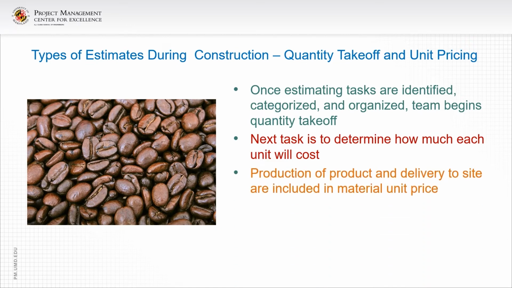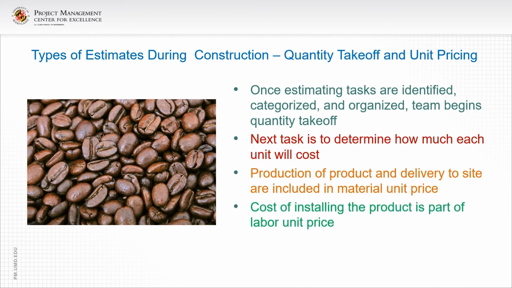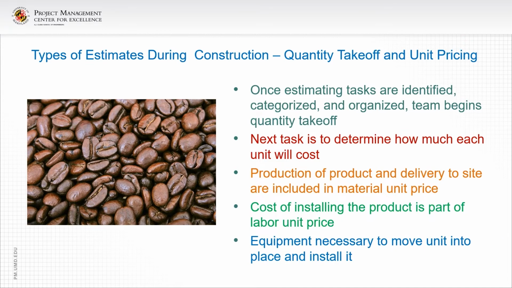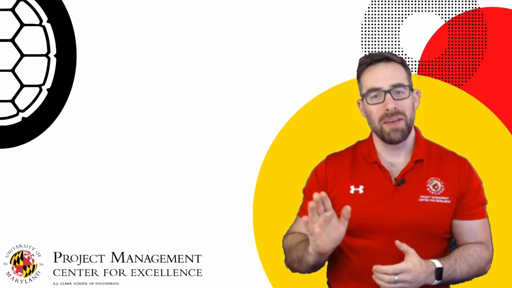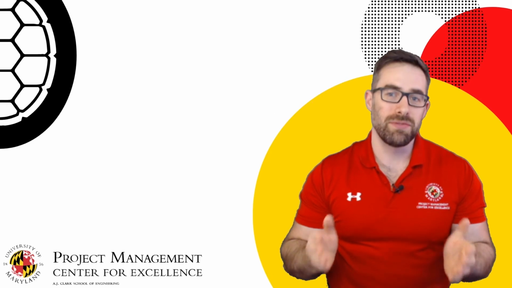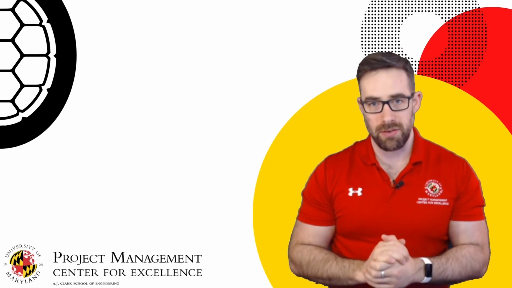Production of the product and delivery to the site are included in the material unit price. The cost of installing the product is part of the labor unit price. And finally, the equipment necessary to move the unit into place and install it is included in the equipment unit price.